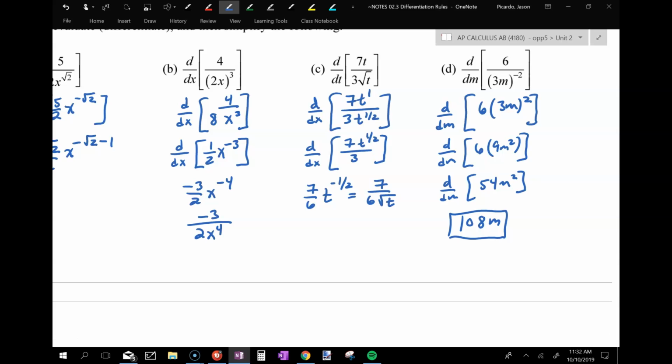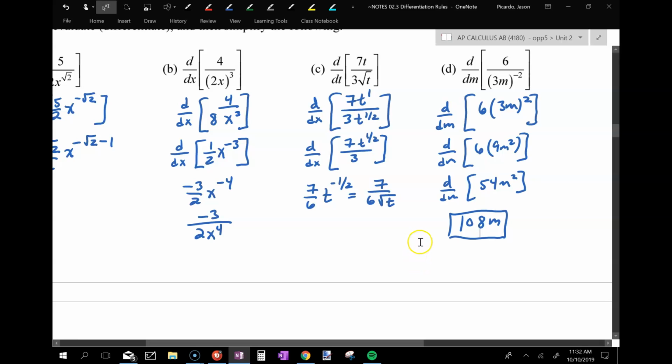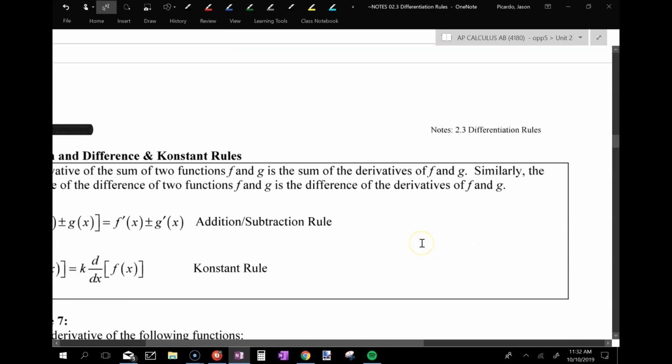Good? So again, the calculus, cake. The rest of it, hard, okay?